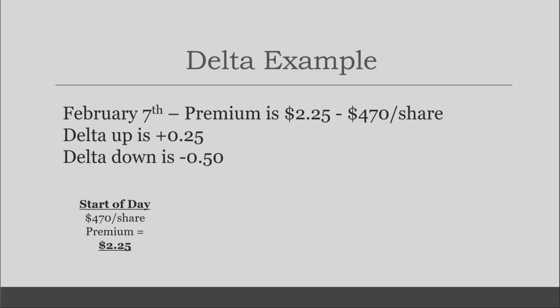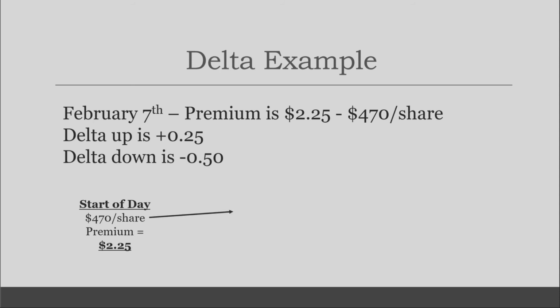You went with choice number 3 and said, RIA, I'm not selling you my contract for $250. As a result, on February 7th, theta brought you down to $225. Now let's say delta up is plus 0.25 and delta down is minus 0.5. So far, we're still at $470 a share, so your premium price has not changed. That's okay. But what happens if the price begins to move?